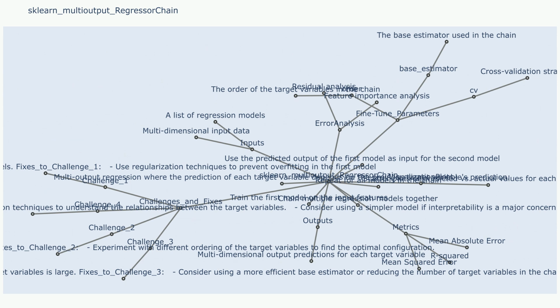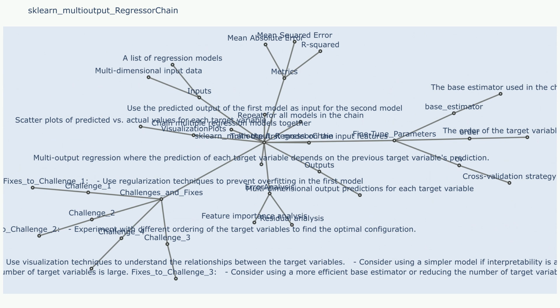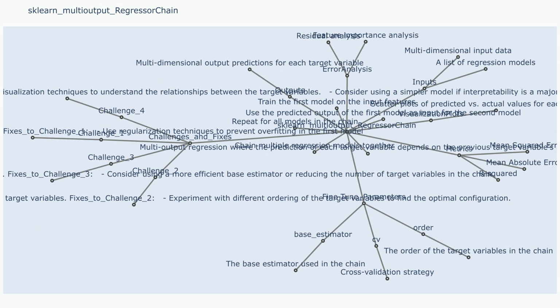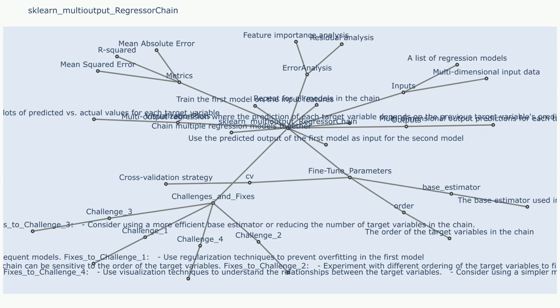Visualization plots. Residual plots to visualize the difference between predicted and actual values for each target variable. Scatter plots to visualize the relationship between the predicted and actual values for each target variable. Fine-tune parameters. Base estimator: the base estimator to use for each step in the chain. This can be any regression estimator from scikit-learn, such as linear regression, decision tree regressor, or random forest regressor.